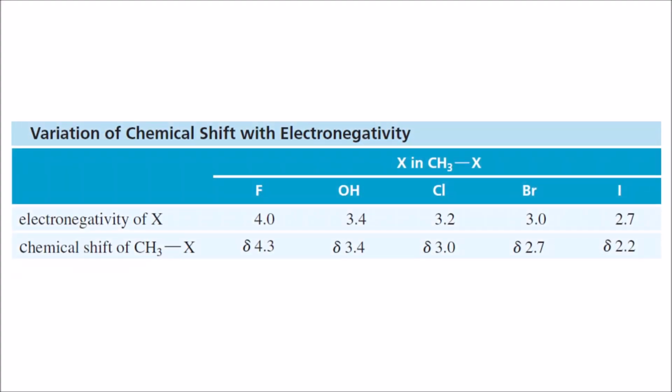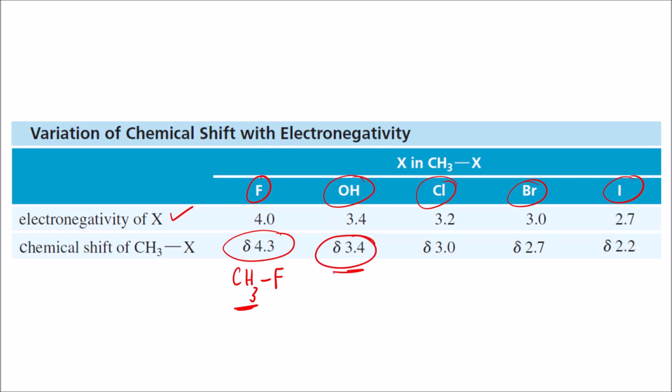Okay, another example is the electronegativity of these groups. Fluorine has the maximum electronegativity, 4, hydroxyl is less, chlorine is lesser, bromine less, and iodine is least. Similarly, if you see CH3F, the chemical shift of this methyl is given. Since fluorine is most electronegative, the methyl will have the least electron density, so it will experience maximum magnetic field, and hence it is going to be deshielded.